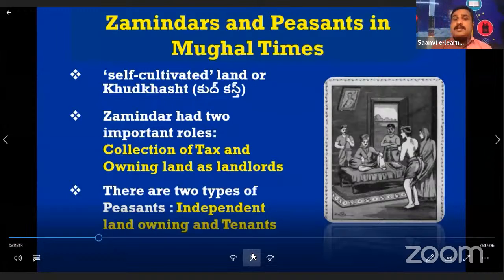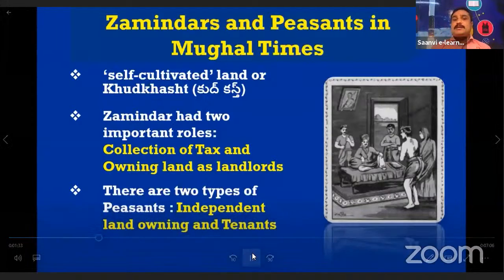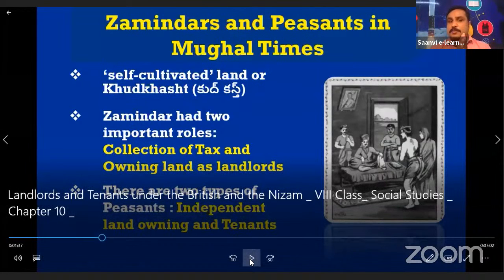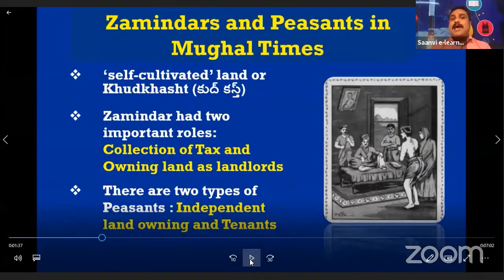And there are two types of peasants: independent land owning and tenants. Already we have discussed these two terms. Two types of peasants or poor farmers. One is independent land owning: farmers who have their own land. They have to pay land revenue to the authority or the zamindars. The same way, tenant. What is a tenant? As I told you, a person who rents land from a landlord, it may be from zamindars. Generally we call them tenants.